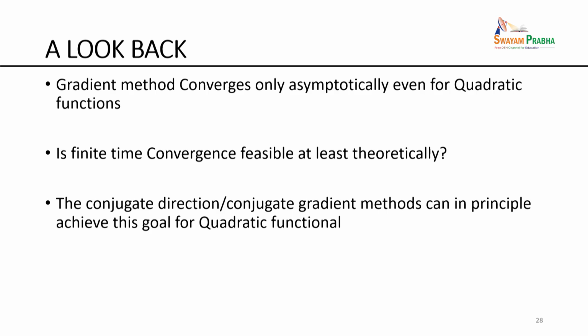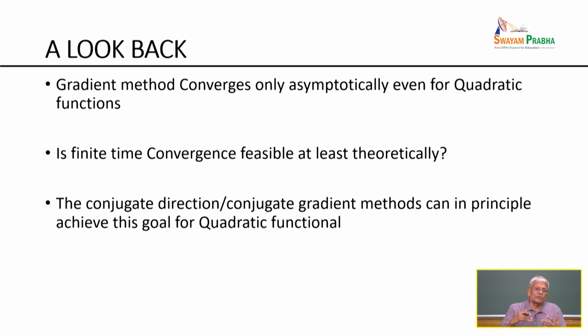So, I am going to look back. The gradient method converges asymptotically for quadratic function, that we have already proved. In finite time, convergence is not possible with the gradient method. So, what is it that this provokes? Does there exist a class of methods that can at least theoretically guarantee finite time convergence?